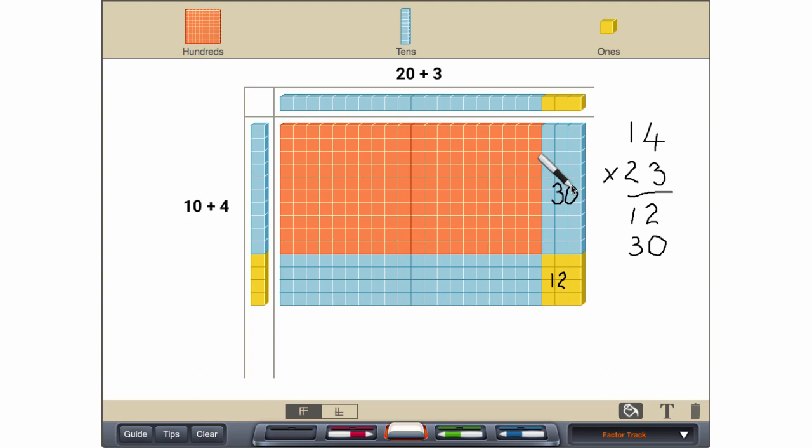Next, multiply the tens. 2 tens times 4 ones equals 8 tens. 2 tens times 1 ten equals 200. Add the products.